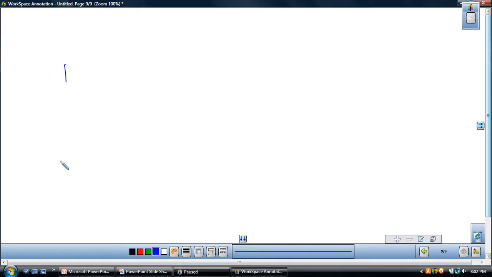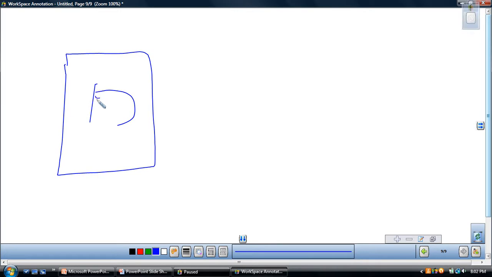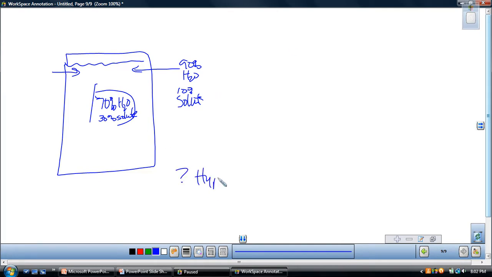Okay, let's try another one. Here's a beaker. Here's my cell. Internal contents, 70% H2O, 30% solute. And I put it into a beaker that has 90% H2O, 10% solute. Okay, which of the two, the beaker or the cell, is hypotonic? Which one is hypotonic?